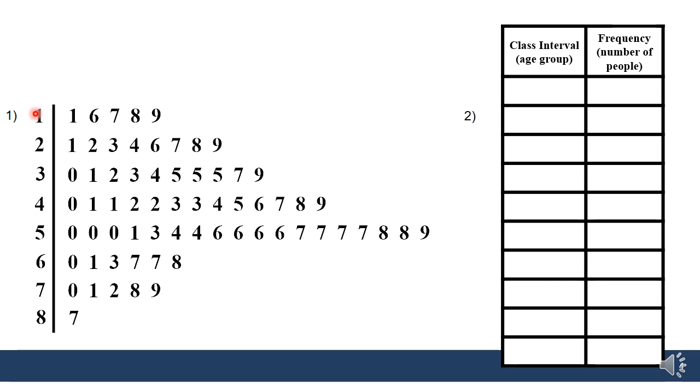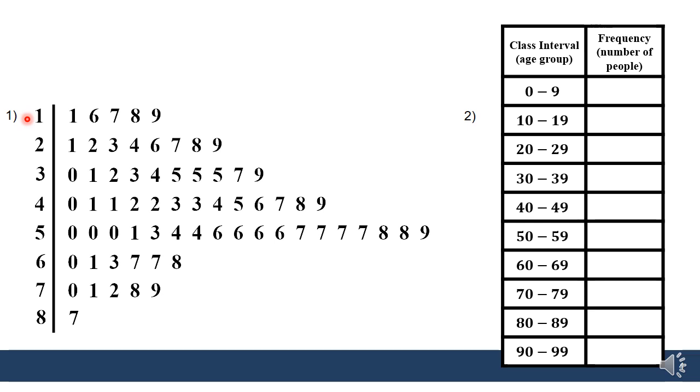Now, the book that I got this example from uses the first class interval as the ages from 0 to 9, which we don't have on our stem and leaf plot because we didn't have any people that were those ages in our data set. But it does make sense to include them on the histogram, and you'll see why in a second. The next interval, 10 to 19, and so forth.